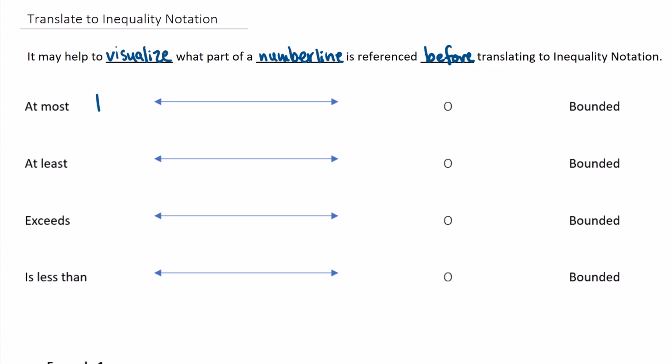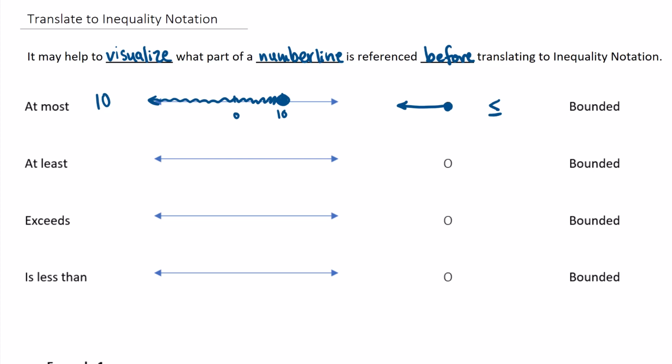If we say at most 10, that means on a number line we can't go past 10 to the right of 10 on the number line. So we can include 10, but that's the maximum, that's the most. So anything to the left of 10 would be included. If we were going to just draw this, we would fill in the dot and it would be an arrow to the left. Likewise, with the inequality symbol, this is an inequality pointing to the left.